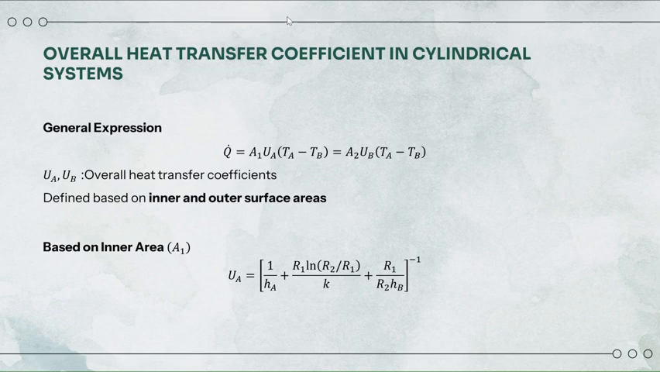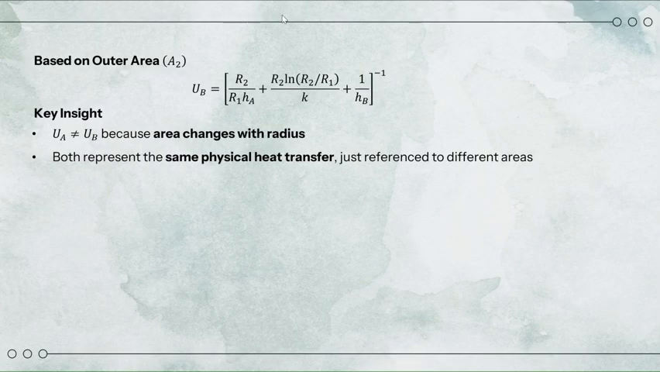Now we will look at the overall heat transfer coefficient in a cylindrical system. We have the general expression as this: UA and UB are the overall heat transfer coefficients which are based on inner and outer surface areas. Based on inner surface area, we have UA, and based on outer surface, we have UB. UA and UB both represent the same physical heat transfer, but they refer to different areas.